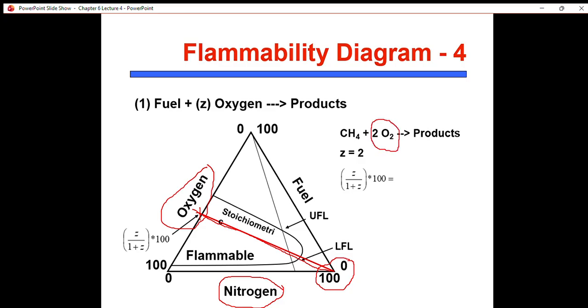So if I'm talking about methane, this means that the stoichiometric coefficient, Z, will be equal to 2, then 2 divided by 3 multiplied by 100%. So this point will be equal to 67% oxygen. So now we learned two things: how to draw the airline, and how to draw the stoichiometric line.